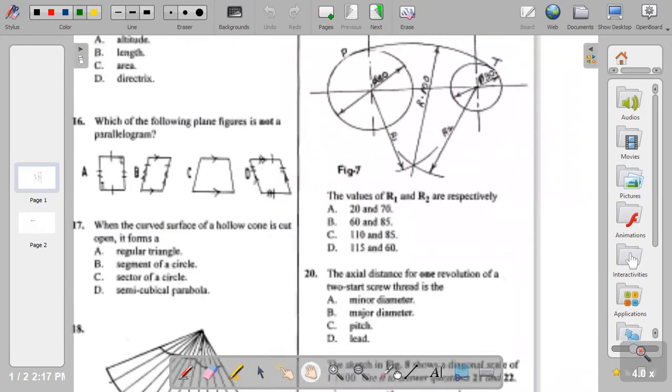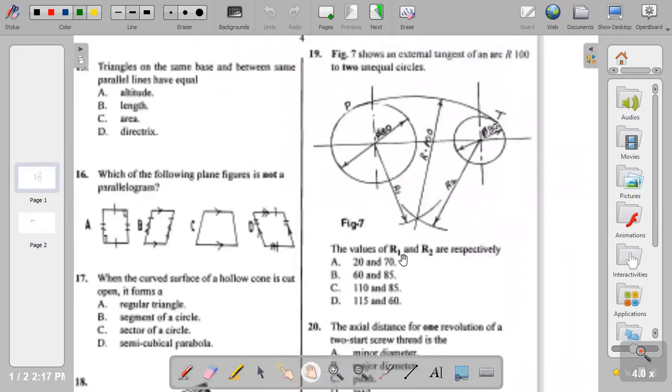Question 19. Figure 7 shows an external tangent of an arc, R100, to two unequal circles. There are two unequal circles. We have one with diameter 30, and the other one is drawn using diameter 80. Now, the values of R1 and R2 respectively are A, 20 and 70, B, 60 and 85, C, 110 and 85, D, 115 and 60.